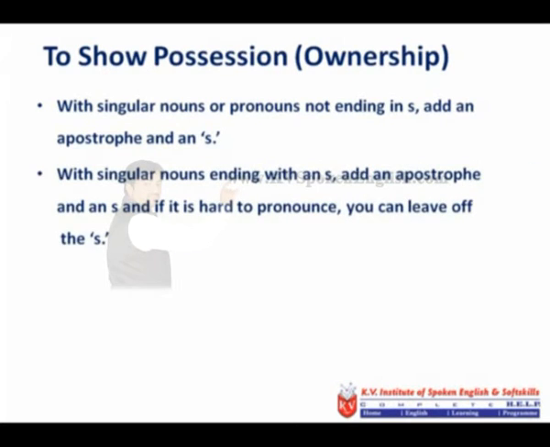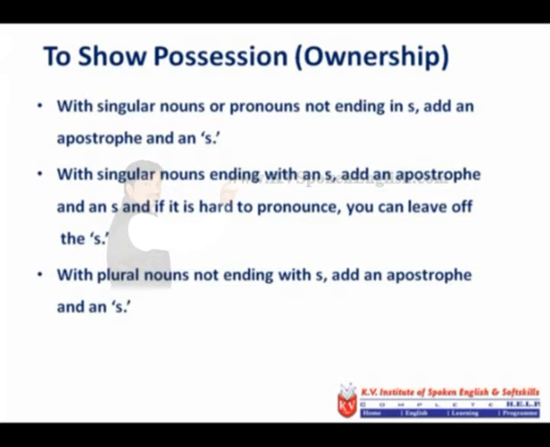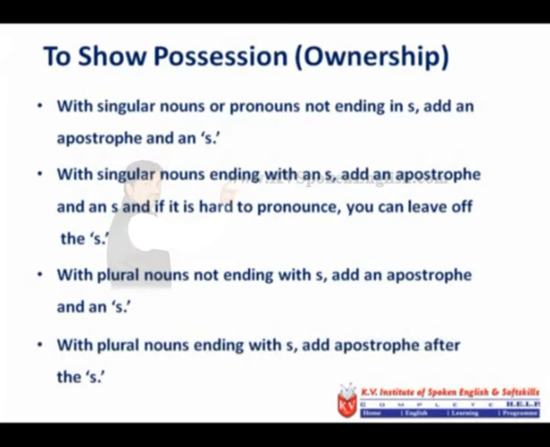With singular nouns ending with an s, add an apostrophe and an s. If it is hard to pronounce, you can leave off the s. Words like Roberts, Robertses. With plural nouns not ending with s, add an apostrophe and an s. People, people's. Woman, women's. With plural nouns ending with s, add an apostrophe after the s.